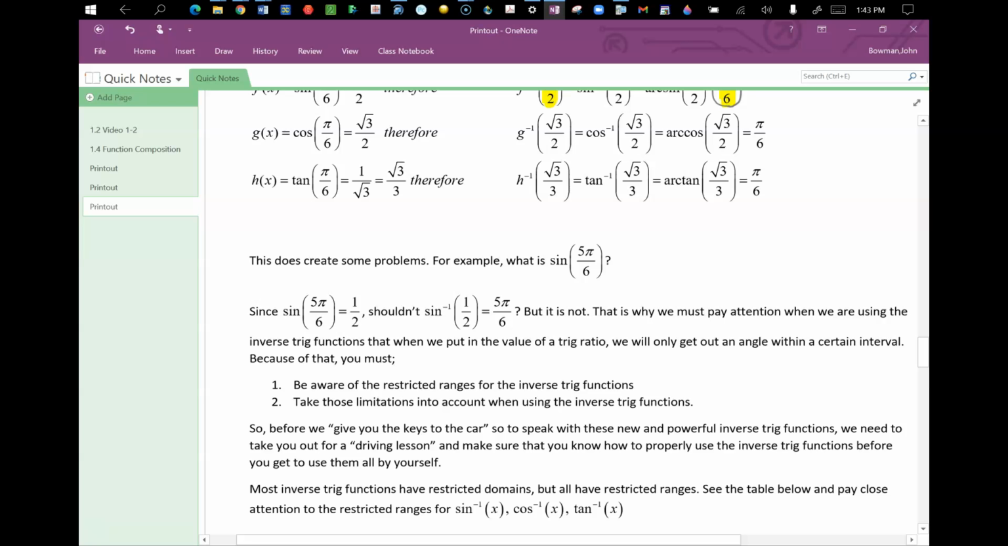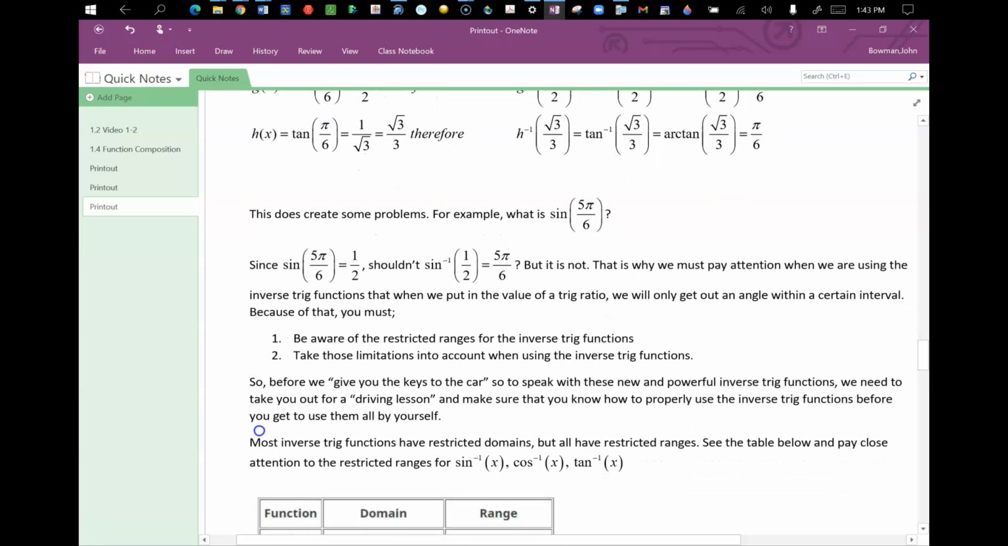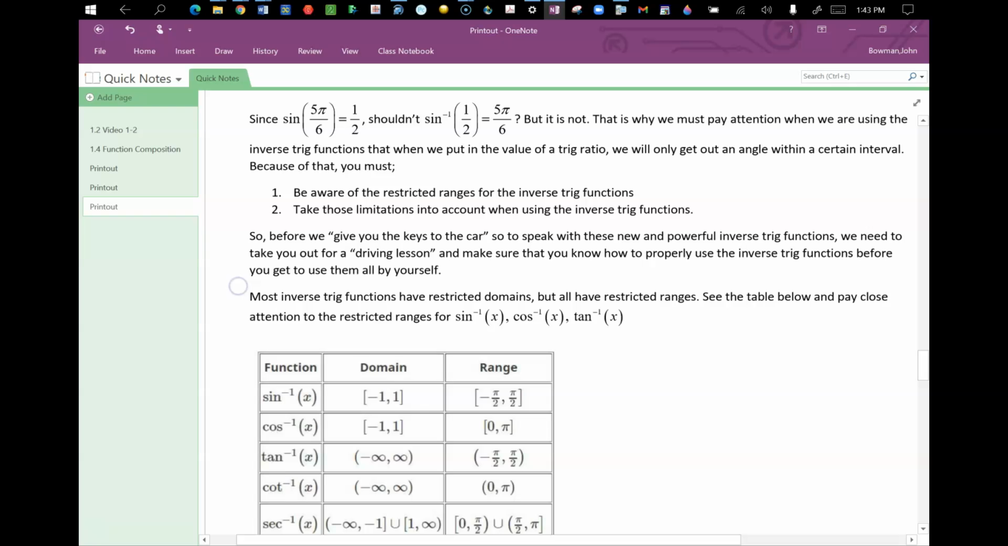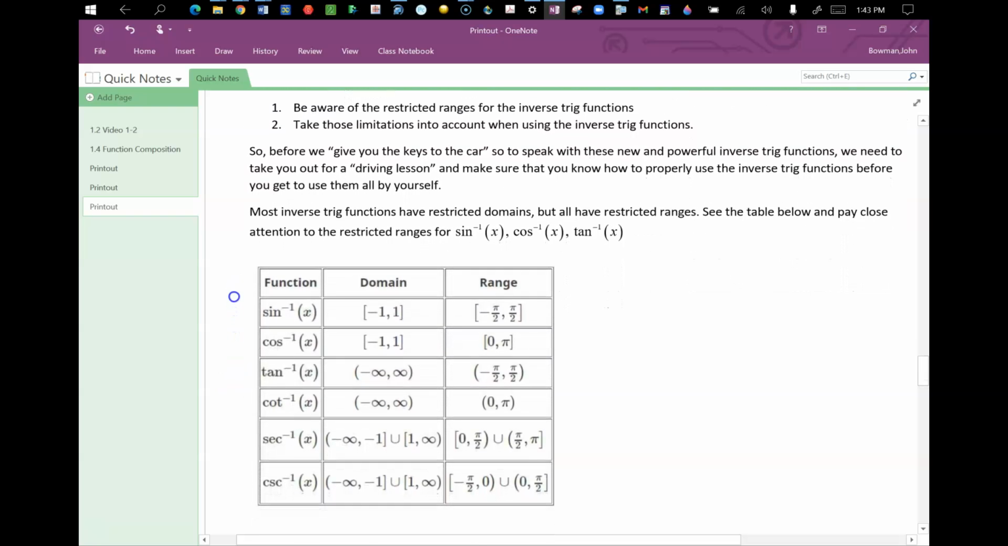So before we send you off with all this powerful information, we probably need to practice this a little bit. And to practice this, you need to know the restrictions on the inverse trig functions. The restrictions on the sine inverse are from negative pi over 2 to positive pi over 2. In other words, if you use the inverse sine, you will only get an angle between negative pi over 2 and positive pi over 2 inclusive. That's in the fourth quadrant or the first quadrant, if you're thinking about it graphically.